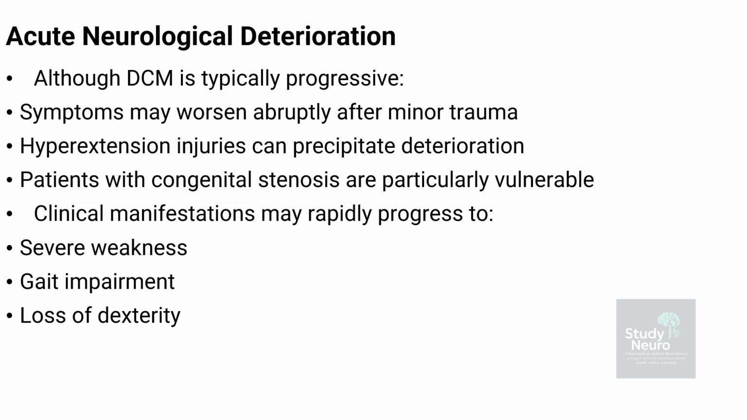Degenerative cervical myelopathy is usually a slowly progressive condition, but neurological status can change quickly when the already compressed spinal cord is exposed to additional stress or injury. This is clinically important. Even minor trauma, especially neck hyperextension, can tip a compensated state into sudden deterioration, and patients with congenital spinal canal narrowing are particularly at risk because they have less space to tolerate further cord compression.